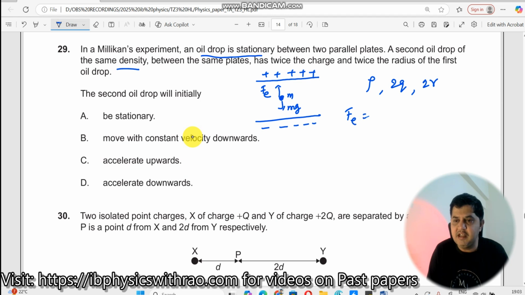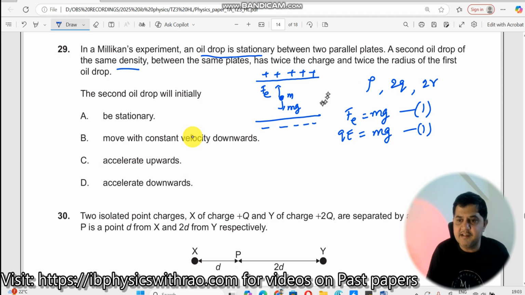Therefore, Fe is equal to mg for the first equation. How do you write Fe? You can write Fe as Q times E, which is equal to m times g. This is what we have as the first equation. Now, let us use this equation and proceed.